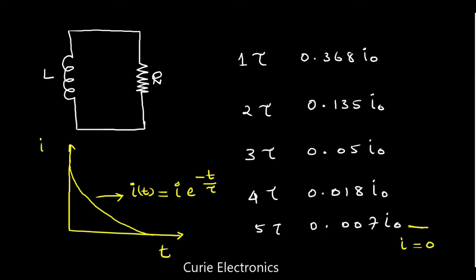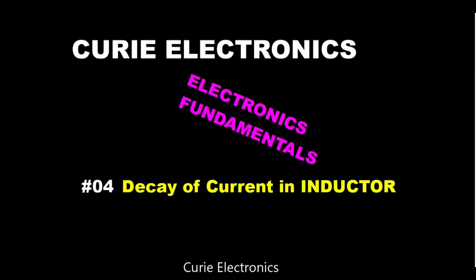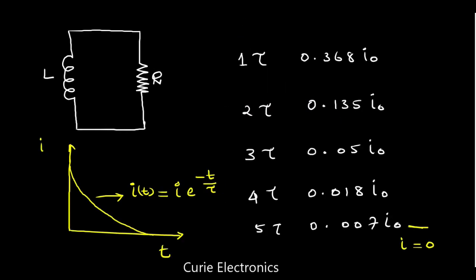Now let's derive this equation. With that derivation, we can complete this small and important topic, decay of current in an inductor. Okay, now we have our circuit, which is simple.